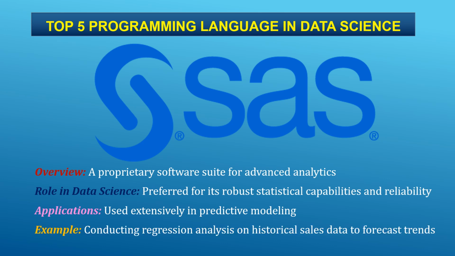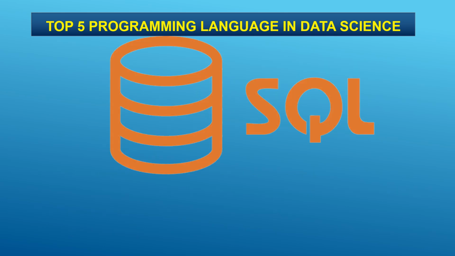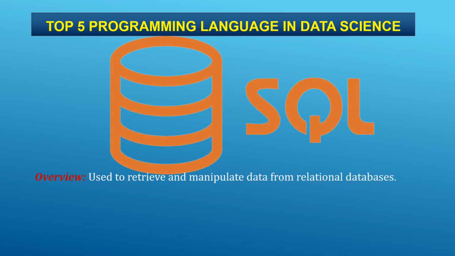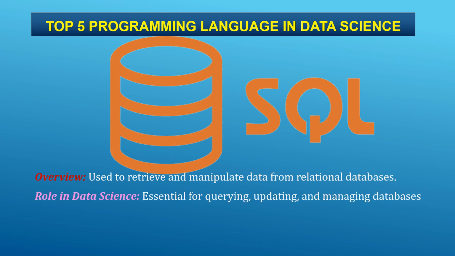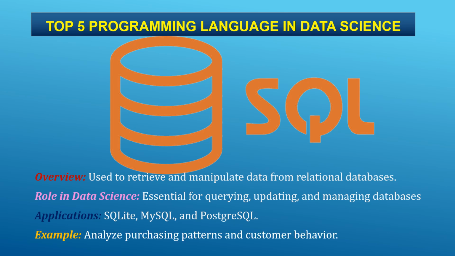Example: conducting regression analysis on historical sales data to forecast future trends. SQL, structured query language. SQL is a database language used to retrieve and manipulate data from relational databases. Role in data science: essential for querying, updating, and managing databases, crucial for data retrieval and integration. Application: used in various databases like SQLite, MySQL, and PostgreSQL. Example: querying customers' data from a CRM database to analyze purchasing patterns and customer behaviors.